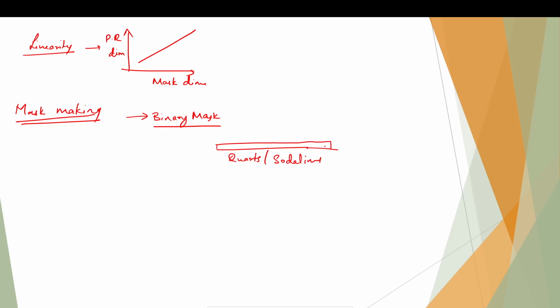And then there will be a chrome layer on top. So this is the opaque layer, chrome. Okay. And then we can also have an anti-reflection coating if we like, an ARC. That will give a more clear image when we transfer the pattern from the mask to the photoresist. So this is the basic binary mask. There is another type of mask that is commonly used, that is called the alternating phase shift mask.